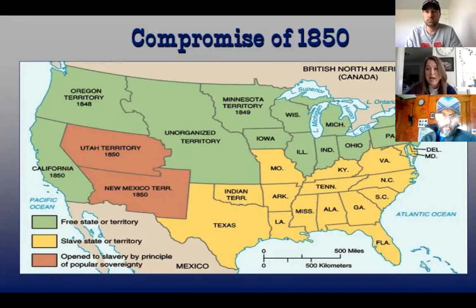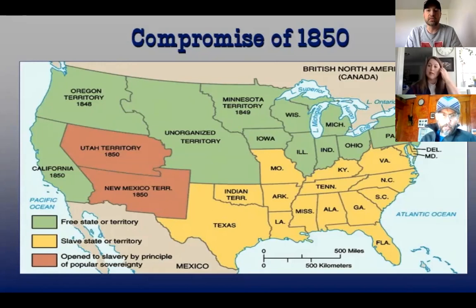And every time an area wants to join the nation, the issue of is it going to be a free state or a slave state comes up. Right, exactly. And the big thing in 1850 that really drives this compromise is that California wants to come in as this big, huge new free state in 1850, right?